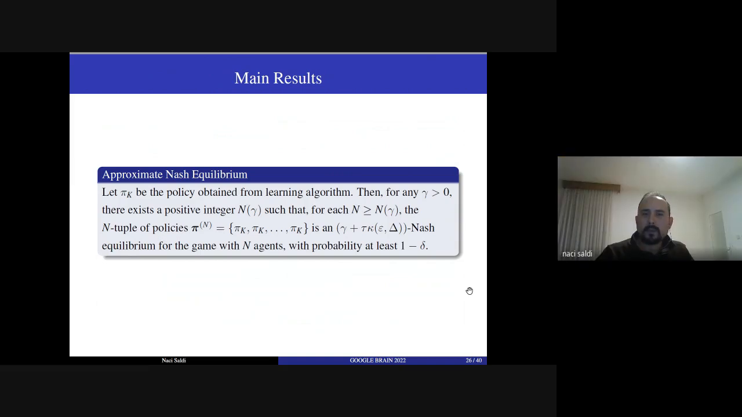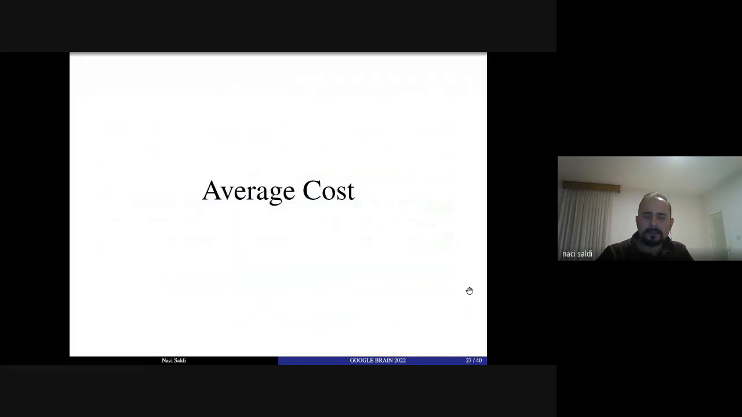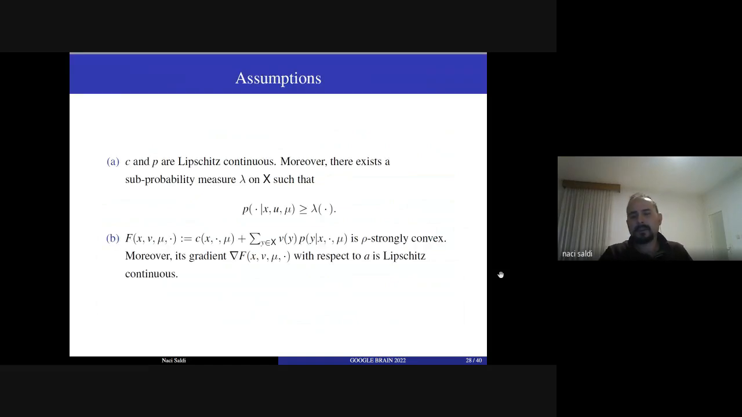Okay, good. So this is what we have for discounted cost. So let me continue with average cost. Actually, the analysis and the ideas are very similar to the discounted cost. There are some different parts in the analysis. Let me explain these differences shortly without going into the details.